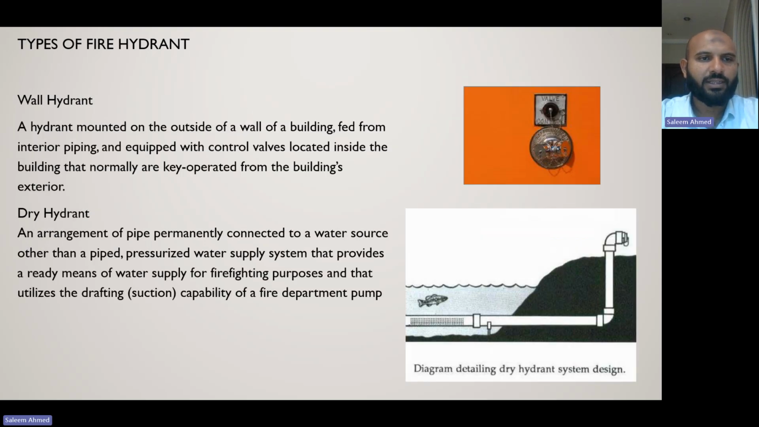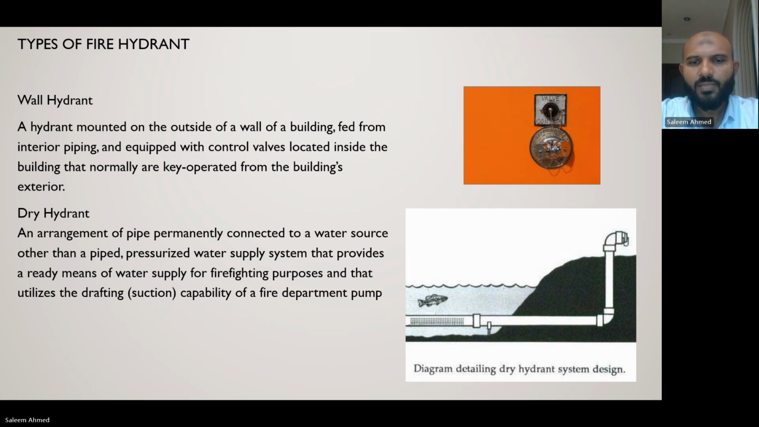Then a wall hydrant. It is nothing but a hydrant mounted on the outside of a wall of a building, fed from the interior piping and equipped with the control valve located inside the building. They are normally key operated from the building's exterior. Instead of being underground or above ground, it is attached to the exterior wall of the building. So this is a wall type hydrant.